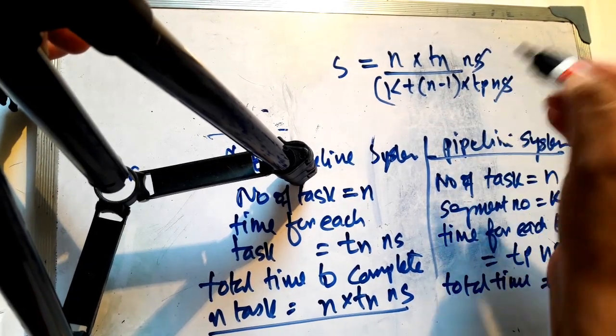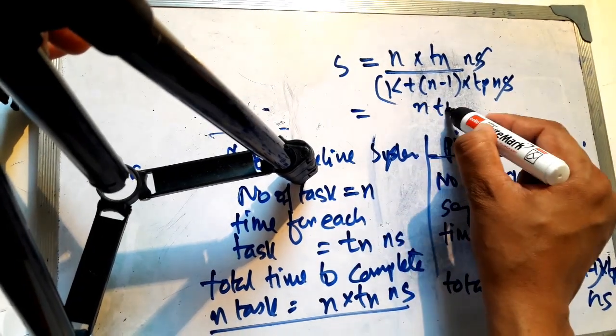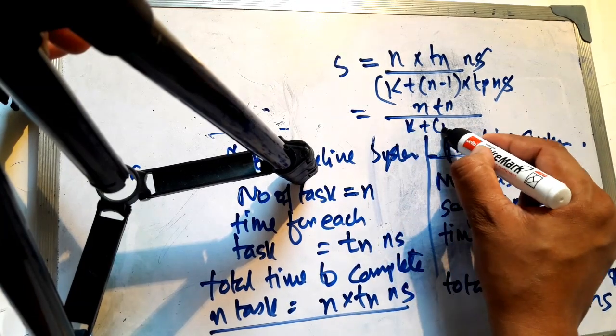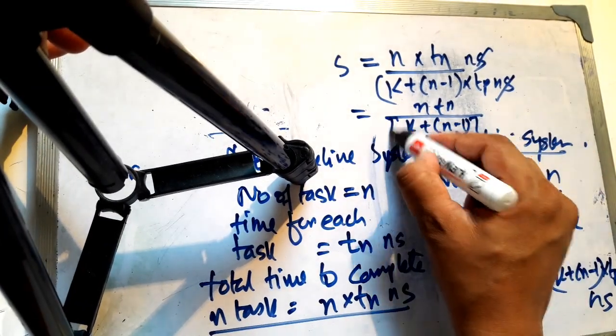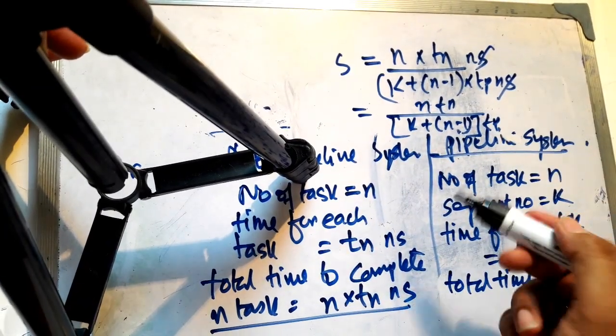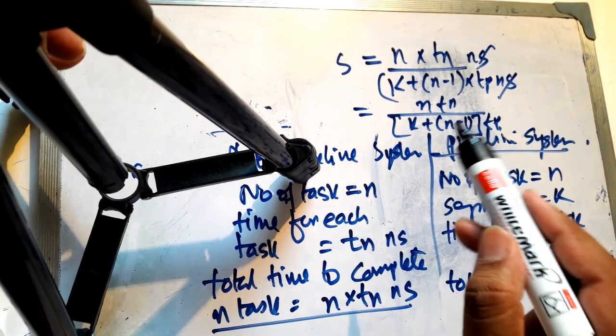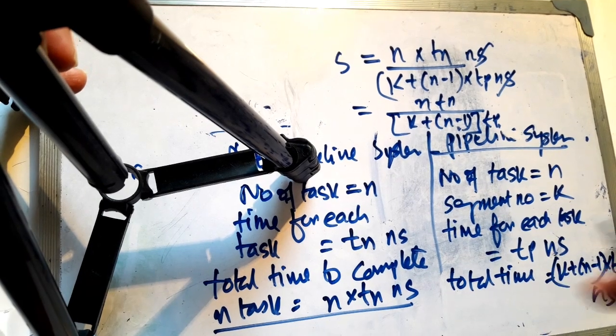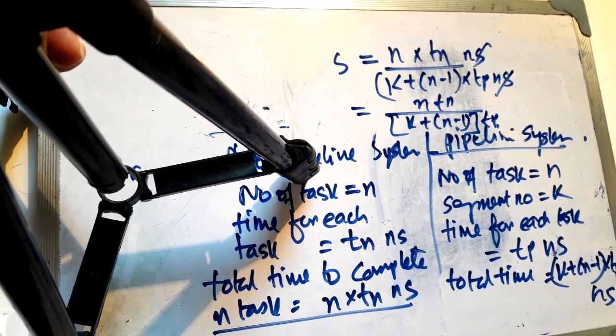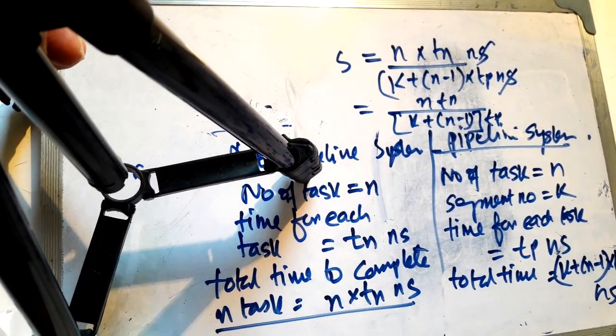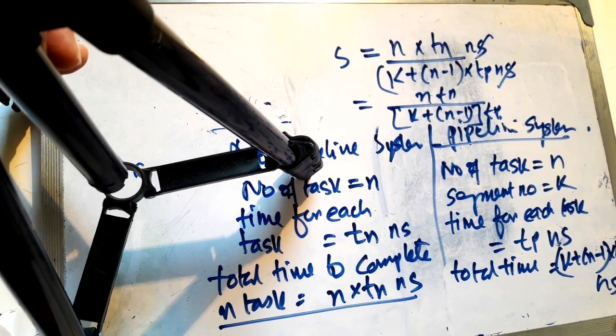So nanosecond cancels out, and the formula is n into Tn divided by k plus n minus 1 into Tp. This is the speed up ratio formula. It is a very important formula, and very important in the examination question paper.